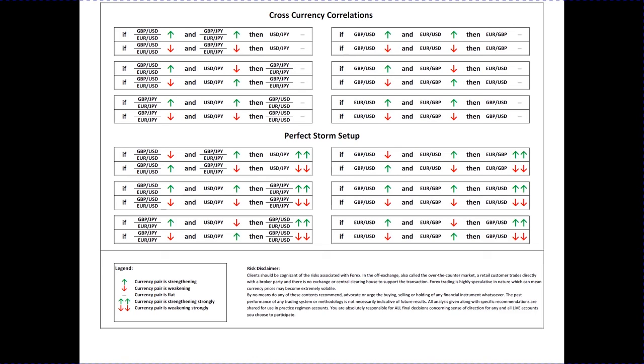So it's really important to understand cross-currency correlations and perfect storm setups when you trade. Watch for cross-currency analysis. Take 3, analyze them, see how they behave, and go from there.